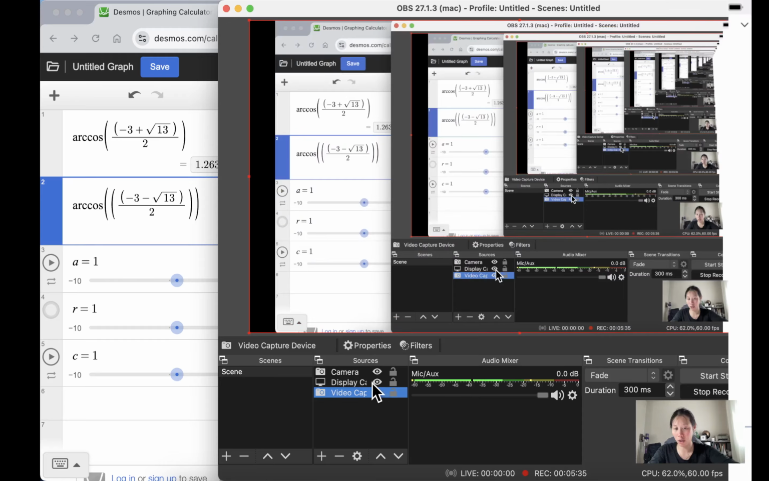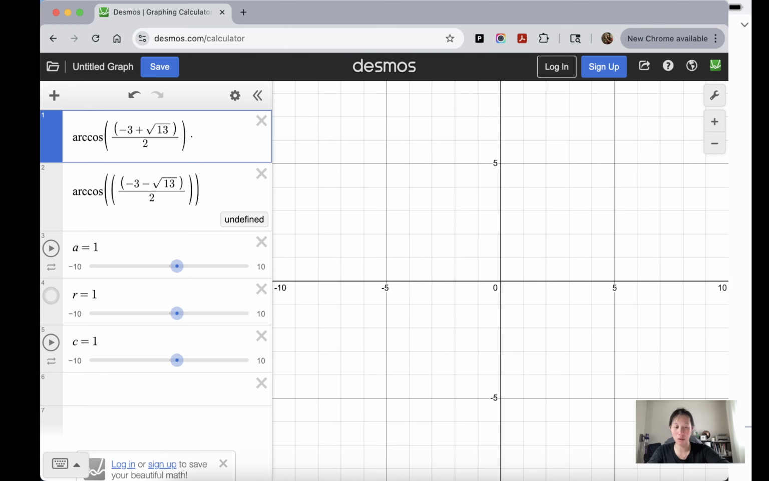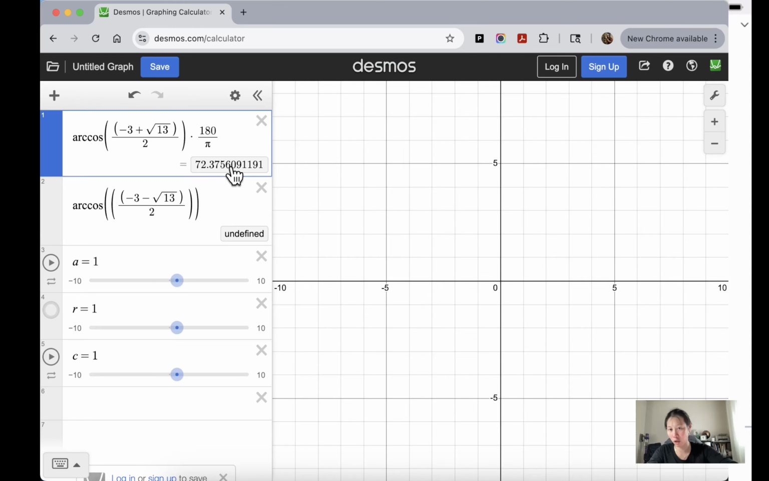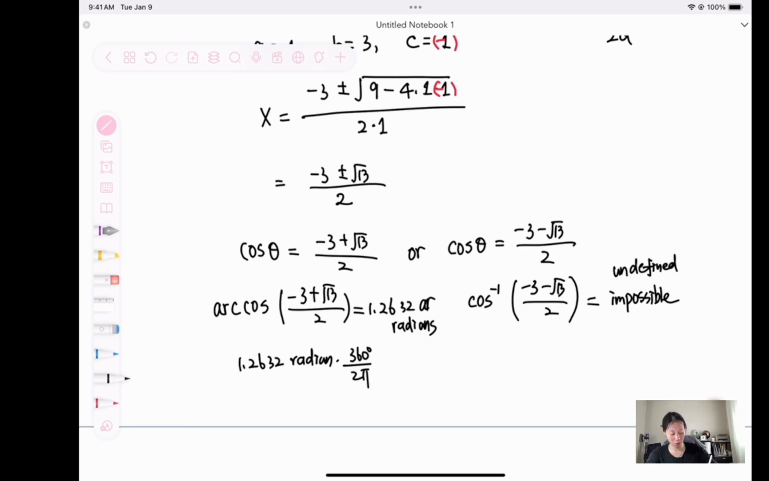Or you can go ahead and do it in decimals. After this, you just multiply 180 divided by pi. So the degree would be 72 degrees. You can just round the final answer to the whole number. I'm fine with that. Okay, so now let's talk about why this is impossible.